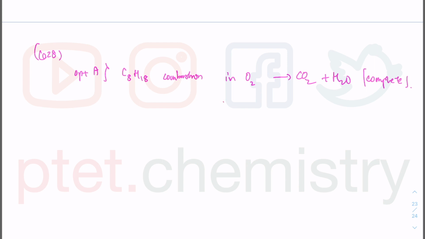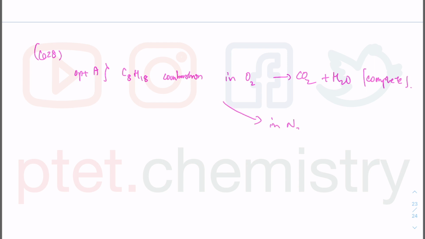Question 28. So which statement about the use of alkane fuel is correct? Reacts with oxygen and nitrogen. So if we look at option A, we can think about C8H18 undergoes combustion. So combustion is in oxygen and you will get CO2 and H2O provided you get complete combustion. And then they say it reacts with nitrogen in the air.